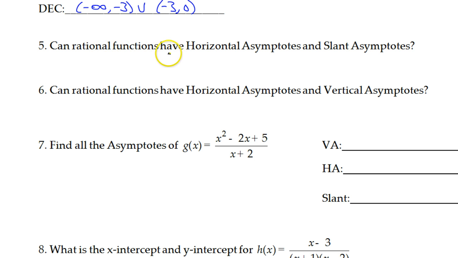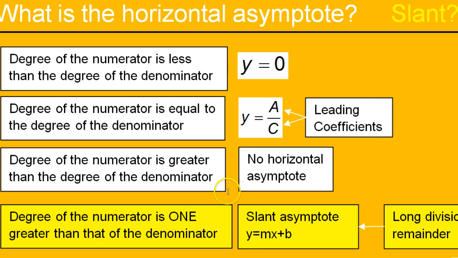Can rational functions have horizontal asymptotes and slant asymptotes? No. It's got to be one or the other. If you look at the rules, there's going to be a slant asymptote if the degree of the numerator is 1 greater than the denominator. But if the degree of the numerator is greater, then there is no horizontal asymptote. So these two things will never happen at the same time.